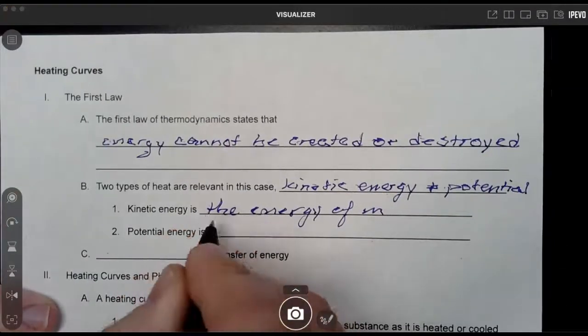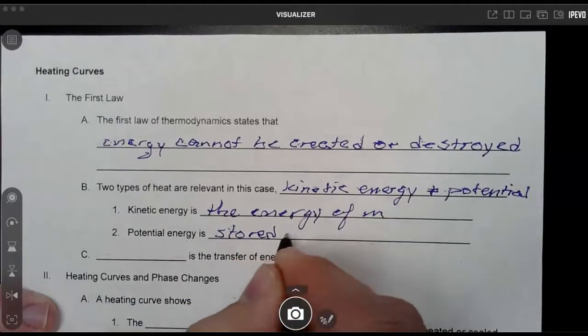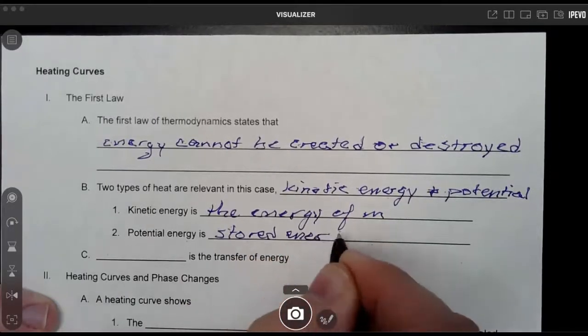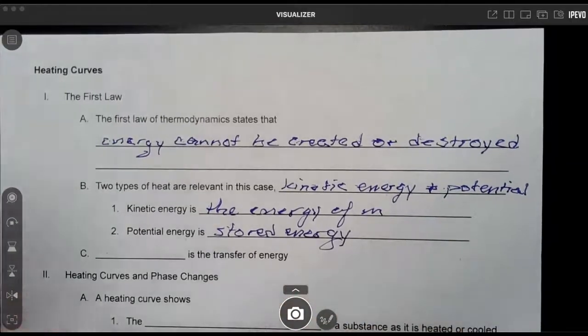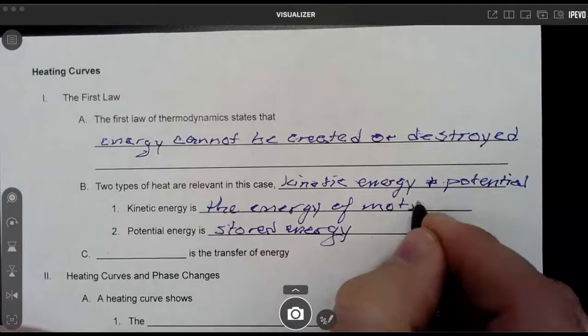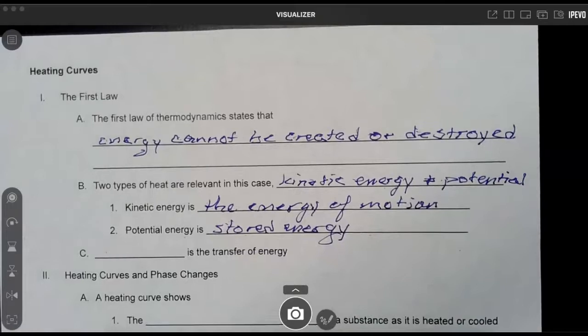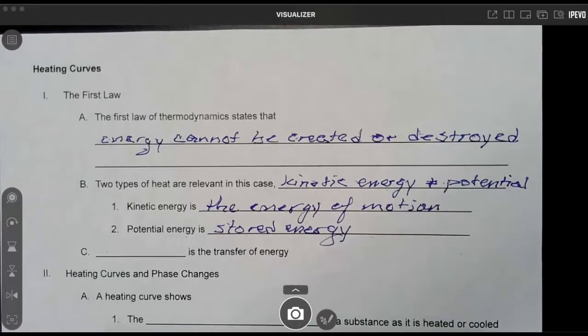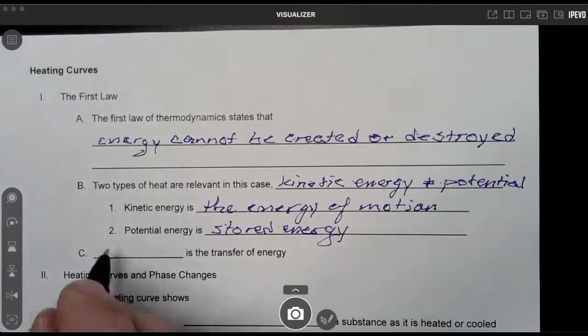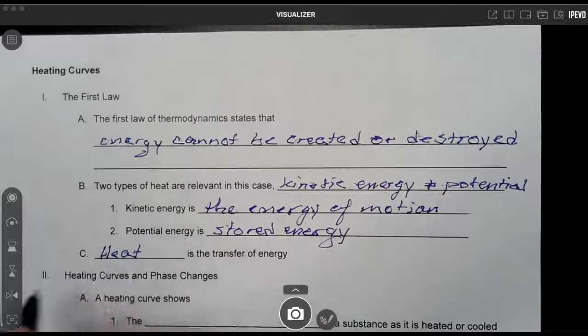Potential energy is stored energy. So we often call it the energy of position, but it really deals with the fact that it's energy that's already in the substance while it's at rest. Now, when we move the potential energy into kinetic energy, we call that heat. So heat is what we call the energy or the process of transferring energy.